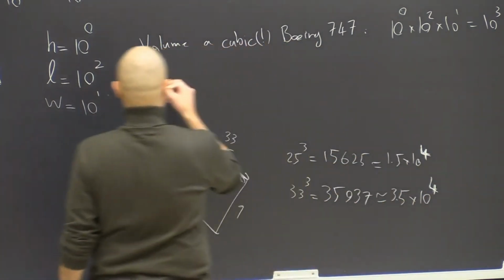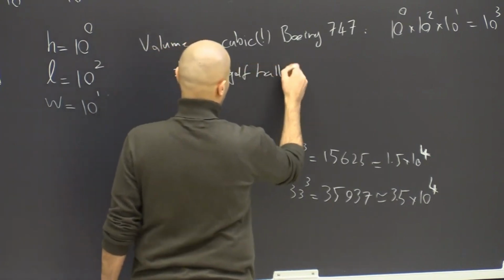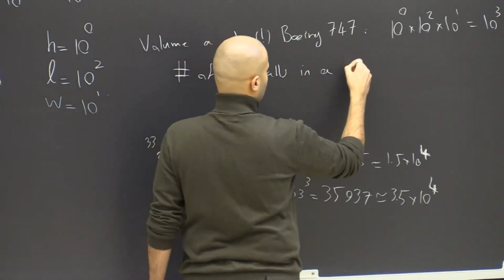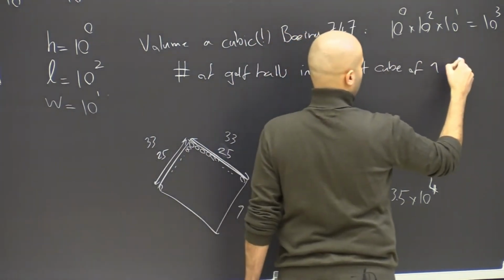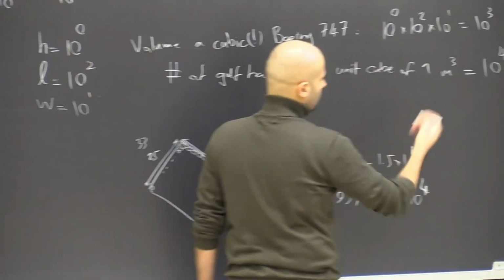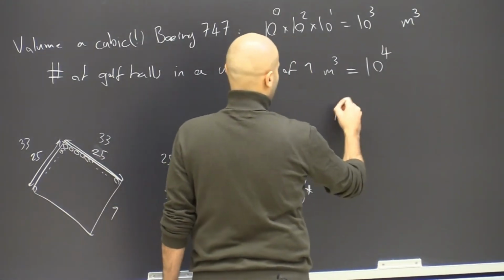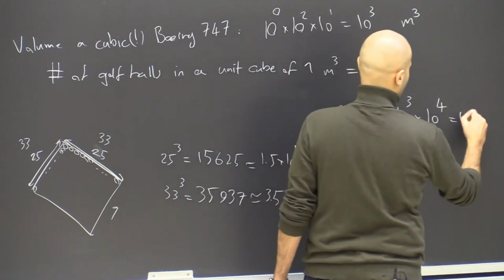And then I'm going to consider the number of golf balls in a unit cube of 1 cubic meter. So this is 10 to the power of 4. So we just multiply this number. So the answer to the question is 10 to the power of 3 times 10 to the power of 4. So it's 10 to the power of 7.